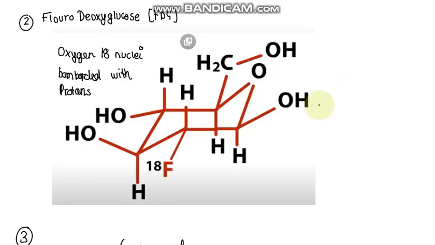The radio tracer is basically a radioactive nuclei, which is mostly glucose based, for example fluorodeoxyglucose. How is it made? It is an oxygen-18 nuclei which is being bombarded with protons to form the fluorodeoxyglucose. This fluorine-18 is being added to make it a radioactive nuclei.